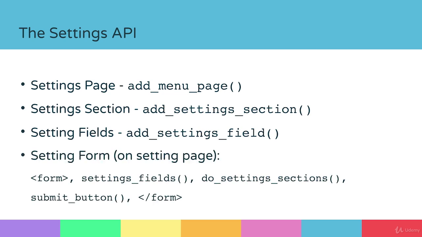Finally, when we're actually building the settings form on a page, we're going to be using a combination of a form tag, a settings field, a do settings sections, a submit button, and a closing form tag. So I understand that this may not all make sense quite yet, but I just want to outline at a high level what we have, and then over the next several lessons, we will break this down step by step, showing how to use the very helpful Settings API.